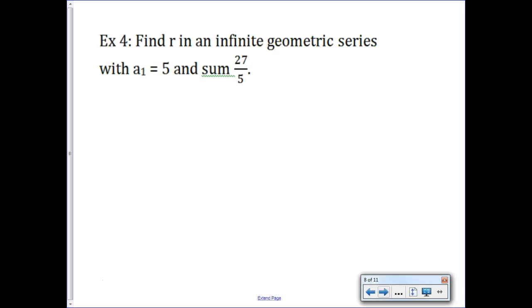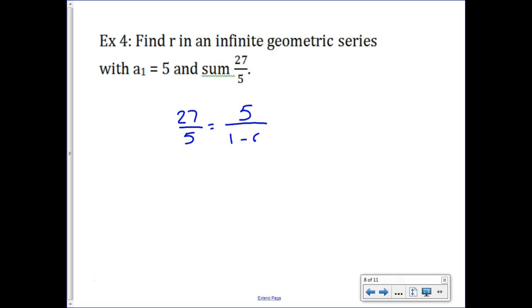Okay, we can work backwards here. Find r in an infinite geometric series with a sub 1 equals 5 and a sum of 27 over 5. So here we know our answer is 27 over 5. We know our first term is 5. We want to know what our ratio is. So I think the easiest thing, since it looks like a ratio is equal to a ratio, we have proportions.